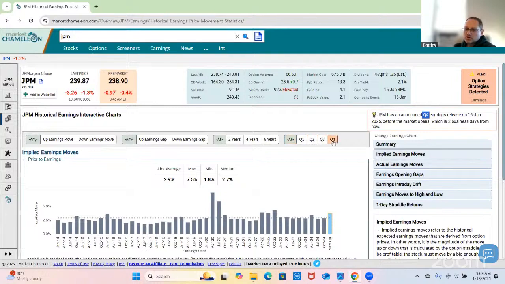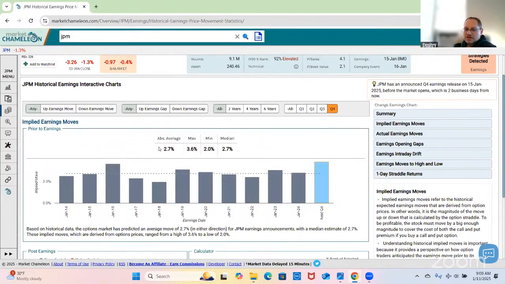You can see Q1, Q2, Q3, Q4. You could press Q4. Now, if we calculate the stats, we see an observation only once a year, because Q4 is only reported once a year. And here we see that on average, the straddles closed around a 2.7% premium. That's a little bit lower than the other ones at 2.9%. We see the max of 3.6, min 2, and median 2.7.